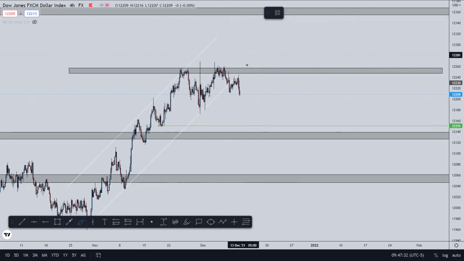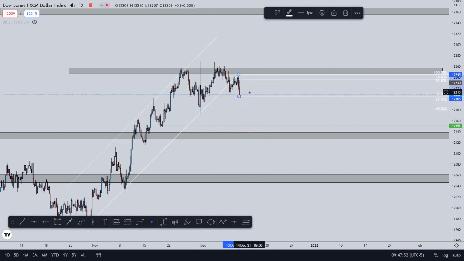Then to put icing on the cake, we had an impulse, correction, impulse, which is a continuation pattern after the reversal pattern. So what I'm expecting to see for the next coming week now for the US dollar index would be something similar to what literally just happened. So I will just get my Fibonacci tool as so. So price may actually come back to this zone over here.